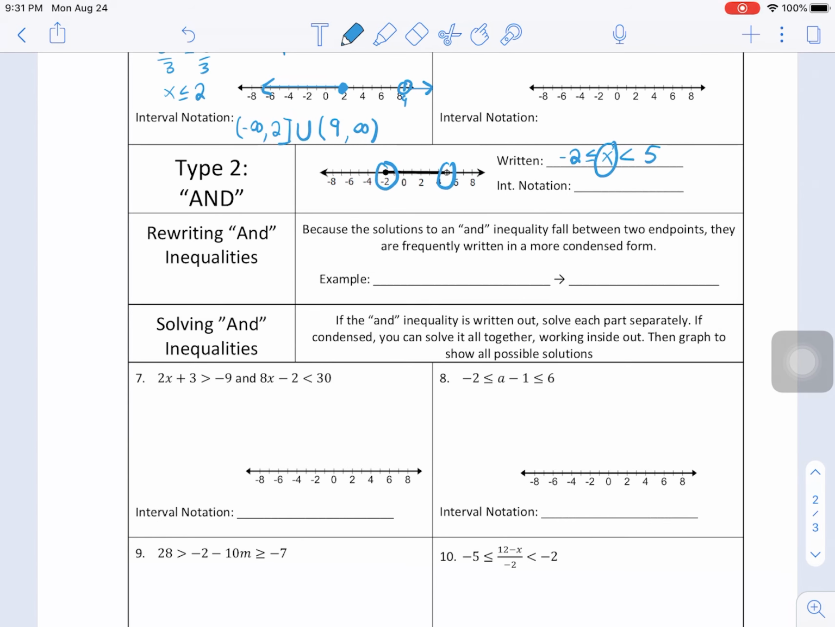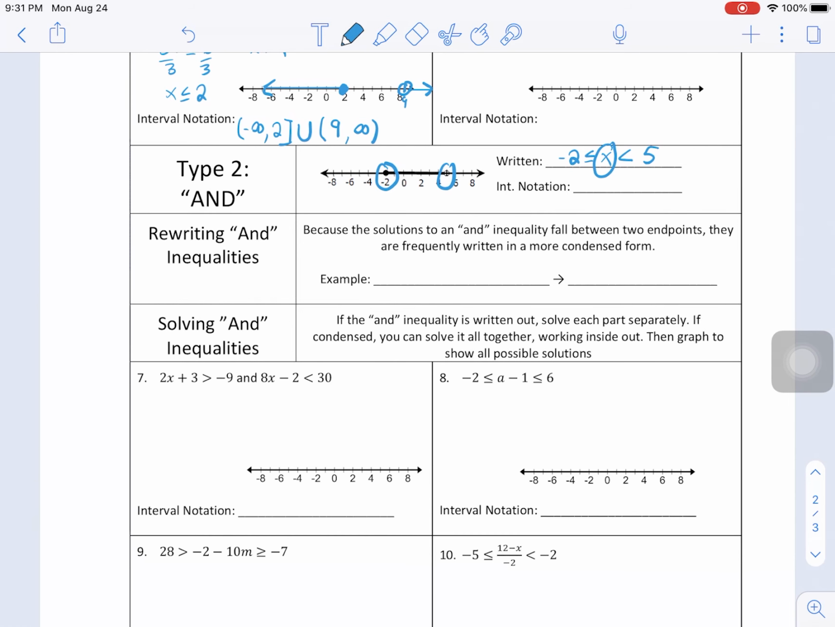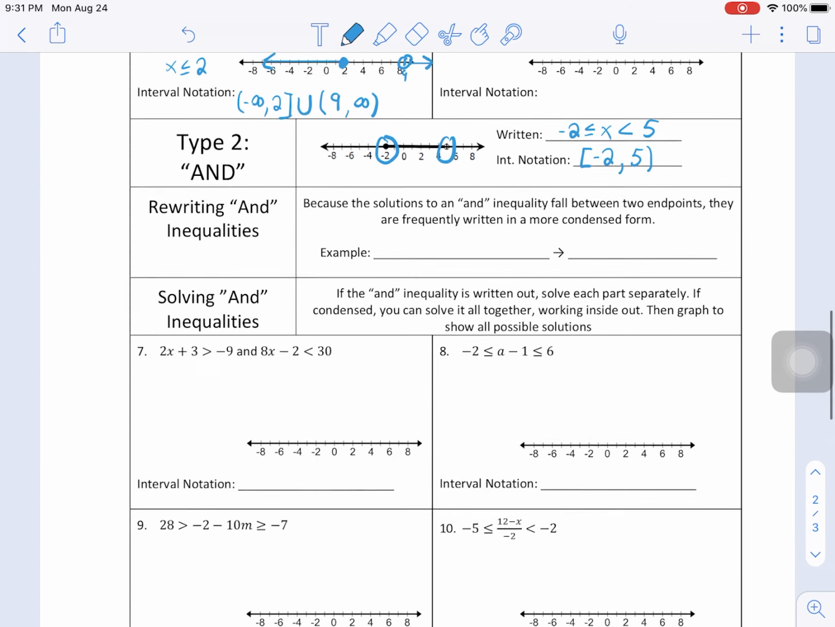Okay? The interval notation for this is similar, right? So because -2 is the closed portion of this, we would use a bracket, and we would say -2. And then because it goes to 5, we would just put a comma, and we would put a 5. But then because it's open at the 5, we would put a parenthesis. So this is telling us the solution includes all of the values from -2 up to 5, but not including 5. Okay?